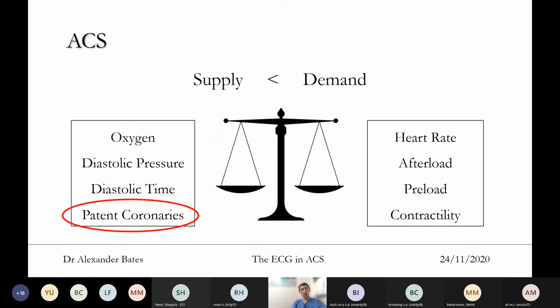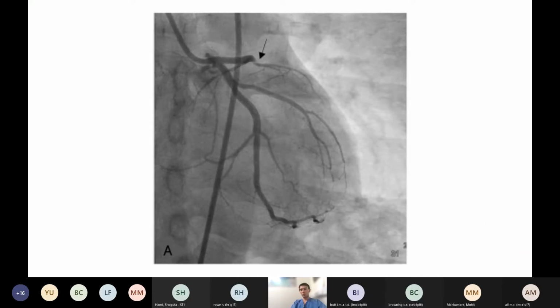When you go and see a patient who has chest pain, you're probably thinking, is this person having an MI? And you're probably in the back of your mind actually thinking, does this patient have patent coronary arteries? But you will subconsciously be assessing all of these other things at the same time. And this is what we're talking about.